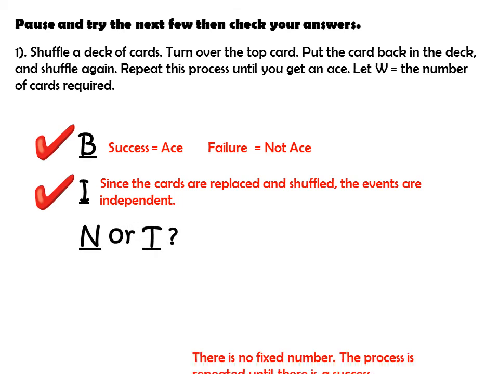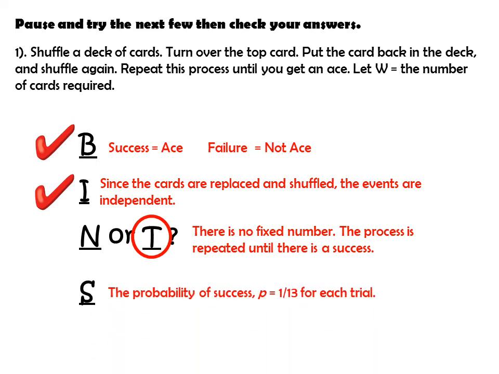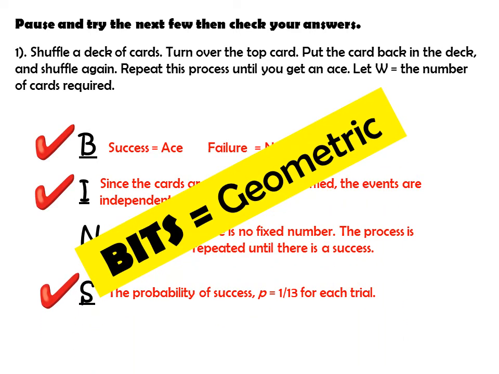This is N or T. In this case, we don't have a fixed number. We're going to keep doing this process until we get a success, so that is T. And is the probability of getting an ace the same every time? Yes, since you're putting the card back and reshuffling, the probability of success is 1 out of 13 for each trial. Since we have T, this is geometric.